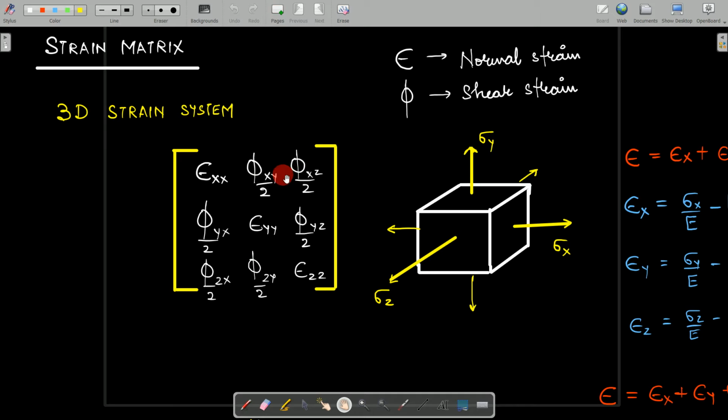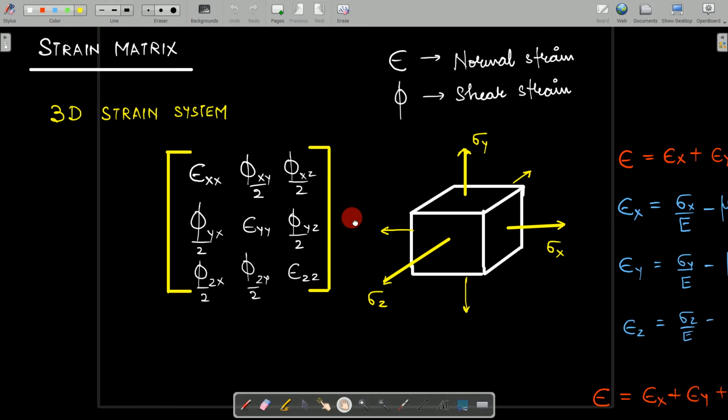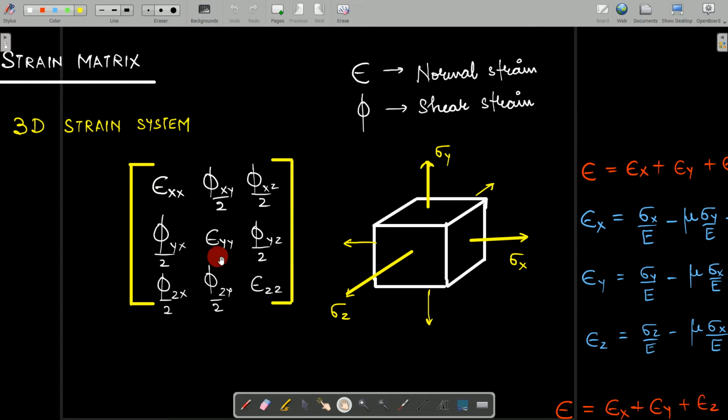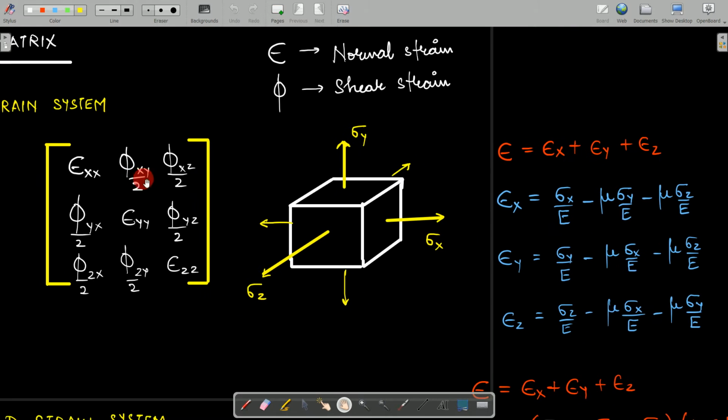And one thing is different out here: all these shear strains have to be multiplied by a factor of 1/2, or all the shear strains have to be divided by 2. Why it is divided by 2, you will come to know when we go deeper into this subject called strength of materials. But for the time being, please remember this is the representation of your strain system or strain matrix. Similarly, we have xx, xy, xz, yx, yy, yz, and zx, zy, zz.